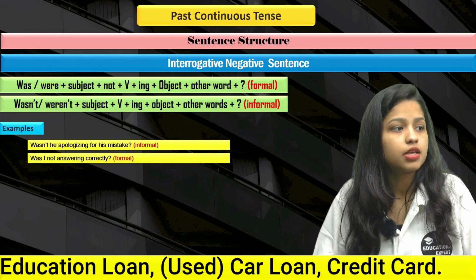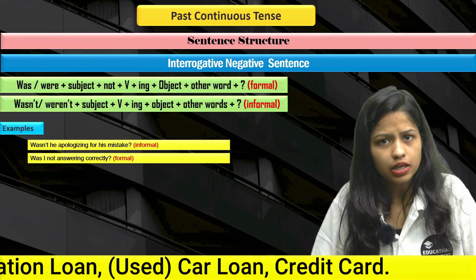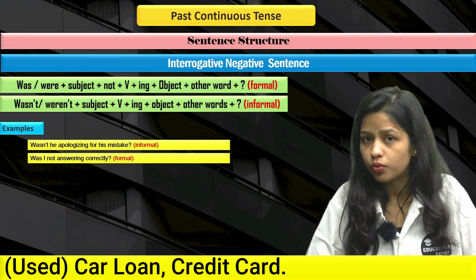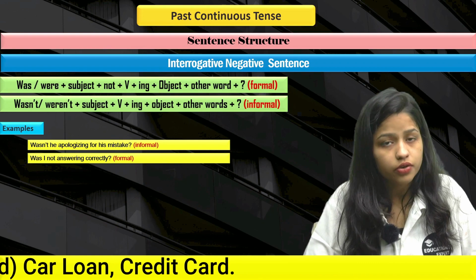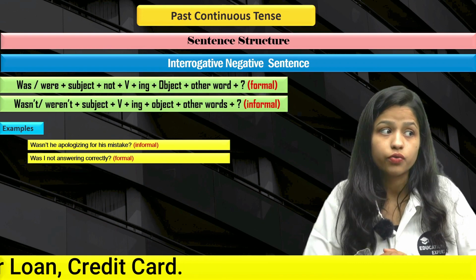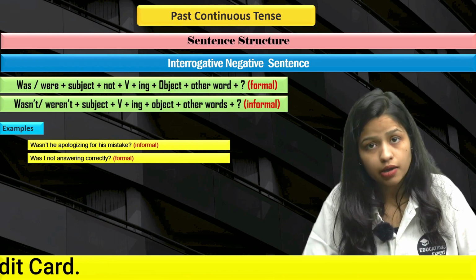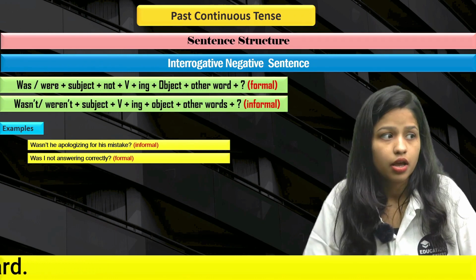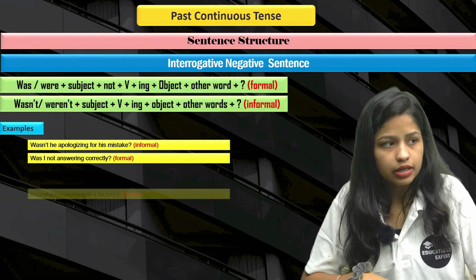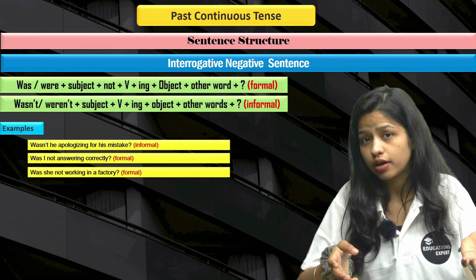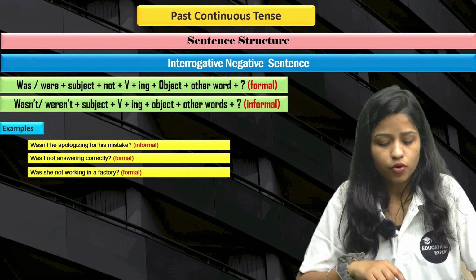Next up we have, was I not answering correctly? So this sentence is a formal one. If it was wasn't, then it would be informal, but I am using it in a formal manner. Was I not answering correctly? Next up, was she not working in a factory? Now you can definitely recognize this is a formal sentence.